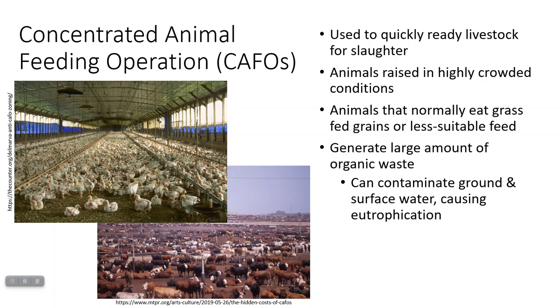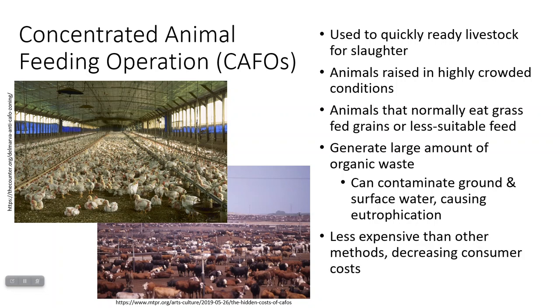And then when it rains, water runs off, picks up whatever nutrients have been decaying in that giant pile of poop, and it can lead to surface water pollution, and that can cause eutrophication. But it has a benefit in that it's a lot less expensive than the other method, which means it's going to be cheaper for people to buy.